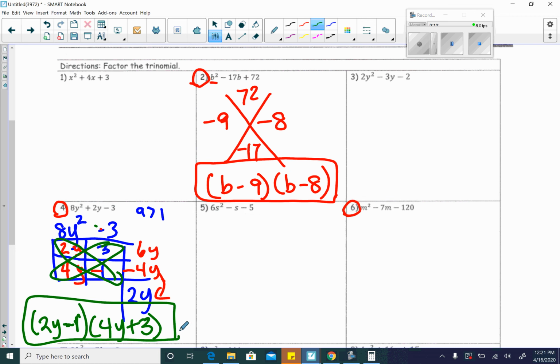All right, 6. Do I have a GCF? No. Is A greater than 1? No. Cool, let's do box method. Negative 120 and negative 7. Two numbers that multiply to negative 120 and add to negative 7.